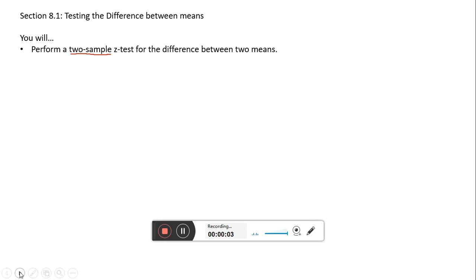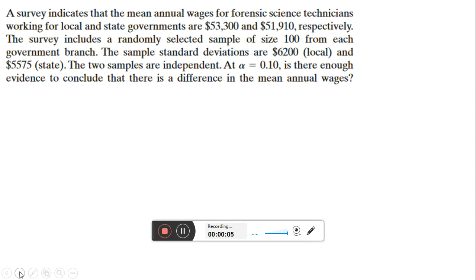We're going to do another example here, when we compare the means. Let me get a different color here. I'm kind of getting sick of red. So let's talk about our hypothesis, our null and our alternative.